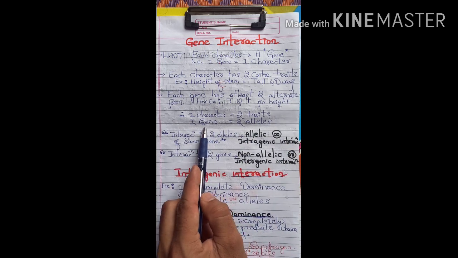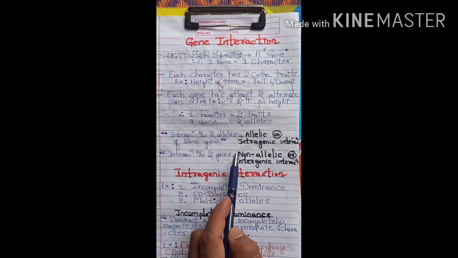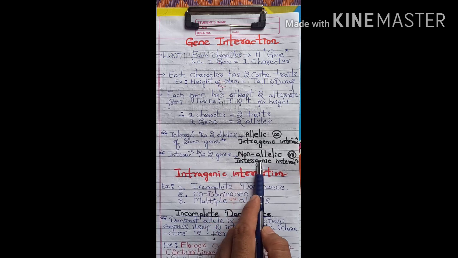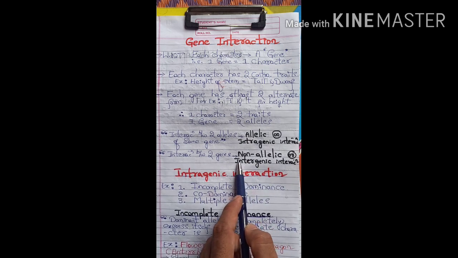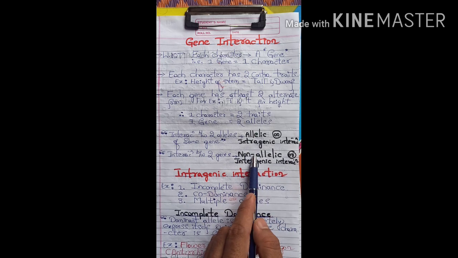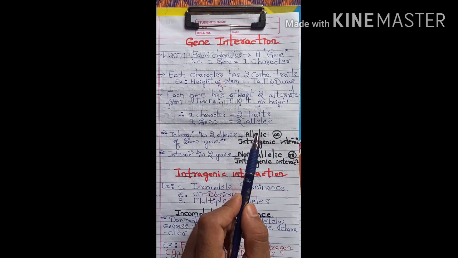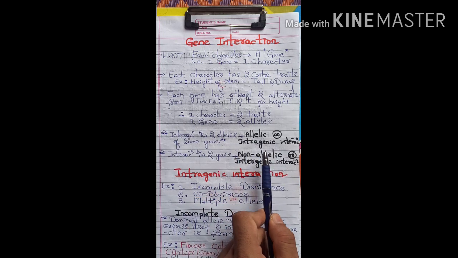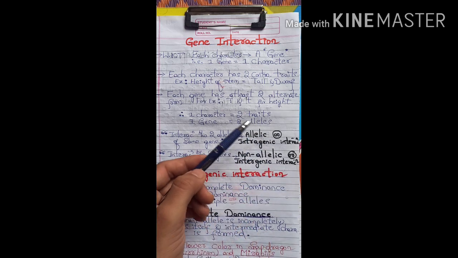Suppose the interaction takes place between 2 genes. When the interaction takes place between the two genes, it is called intergenic interaction. Inter means in between the 2 genes, 2 or more genes. When the interaction takes place, it is referred to as intergenic interaction, or non-allelic interaction. These 2 are the very important words that you have to remember when you are studying gene interaction. Allelic interaction, as the name suggests, is between the 2 alleles, and non-allelic interaction takes place between the 2 genes.